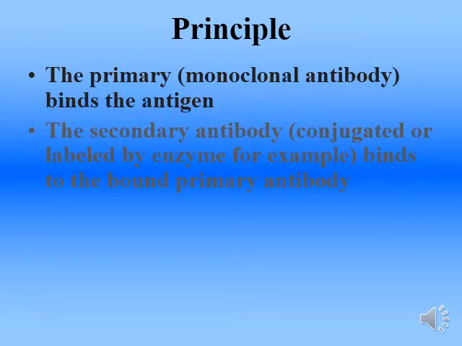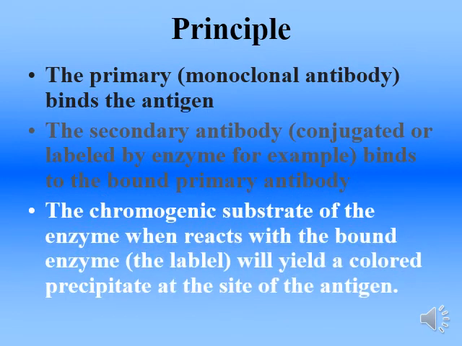The secondary antibody conjugate or labeled by enzyme, for example, binds to the bound primary antibody. ثم the chromogenic substrate of the enzyme will react with the bound enzyme. The label will yield a color precipitate at the site of the antigen.